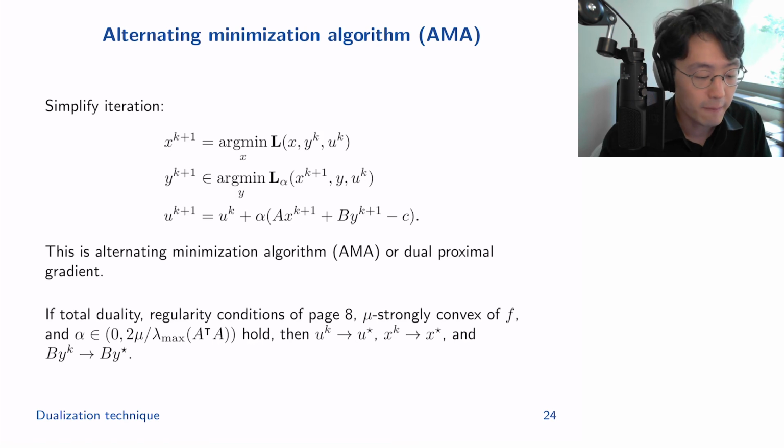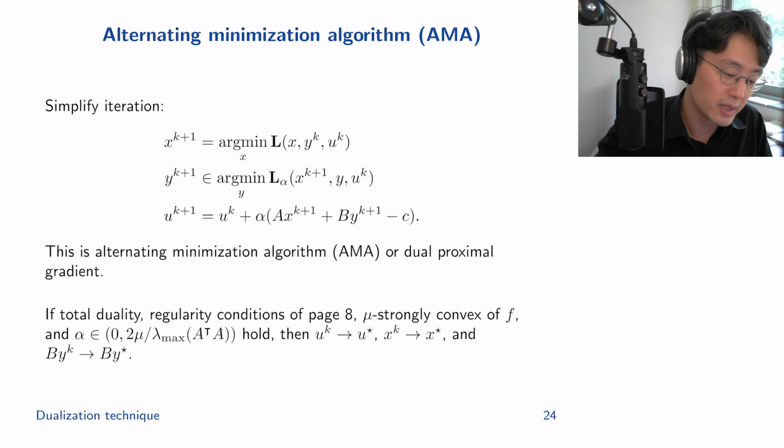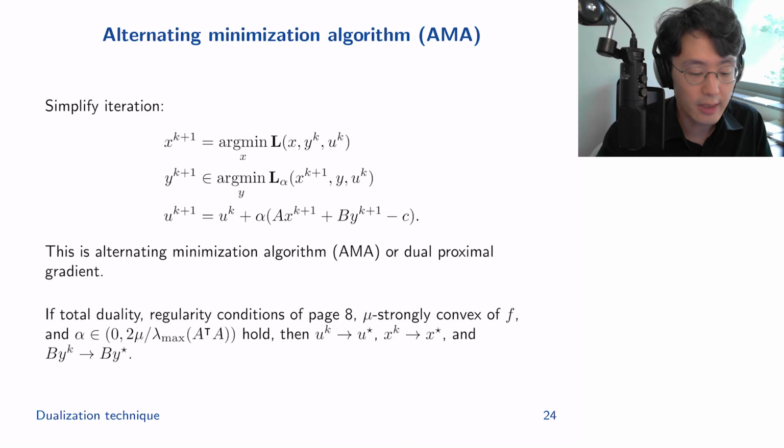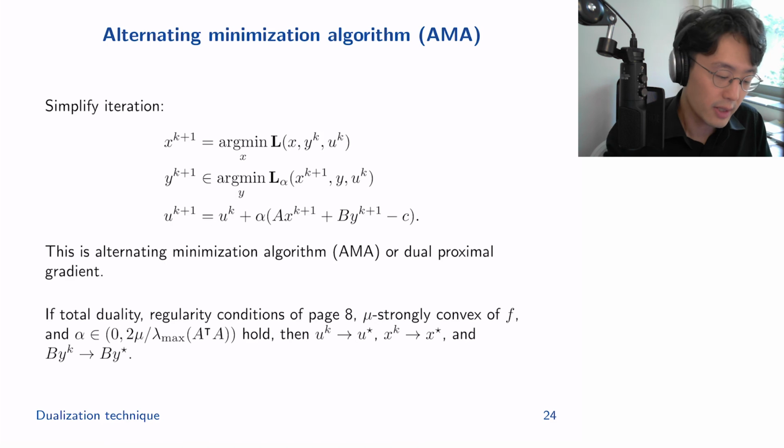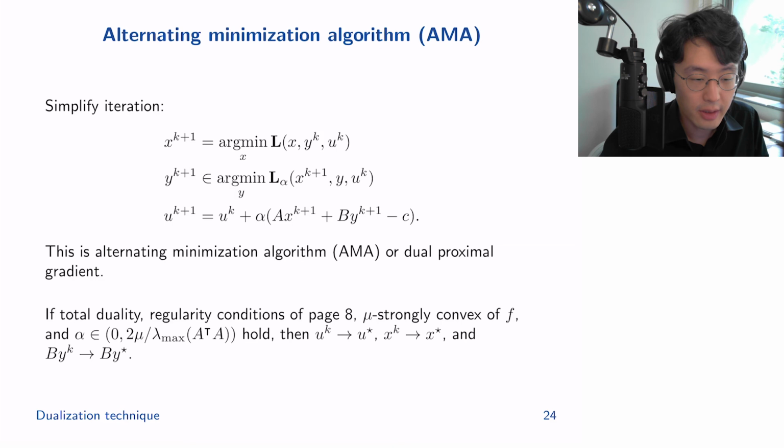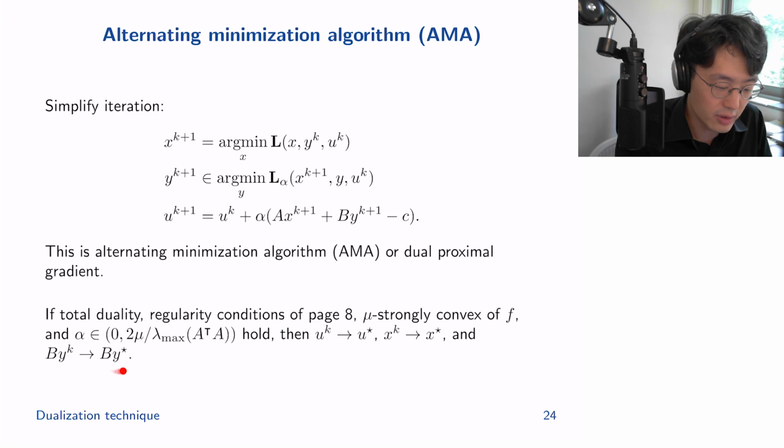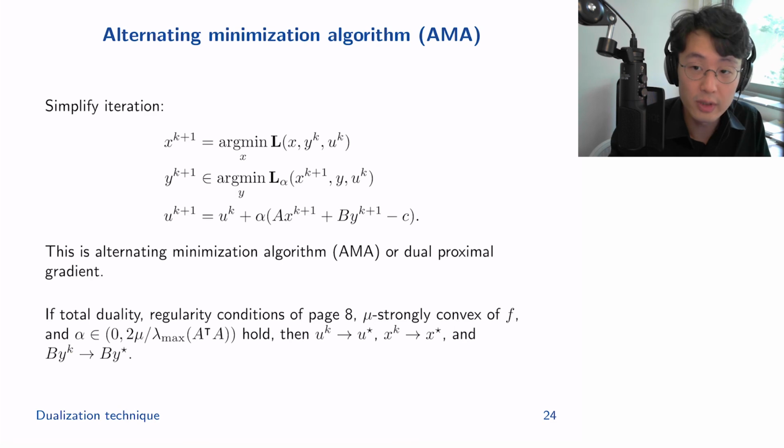In any case, if strong duality holds, the regularity condition holds, and the function f is indeed mu strongly convex, and the parameter alpha stays within the step size range, then the dual iterates uk converge, and the primal iterates xk converge, and then Byk converges to By star. Note that here in the primal iterate convergence, the Byk is guaranteed to converge to By star, but we have no direct guarantee on the yk iterates themselves.